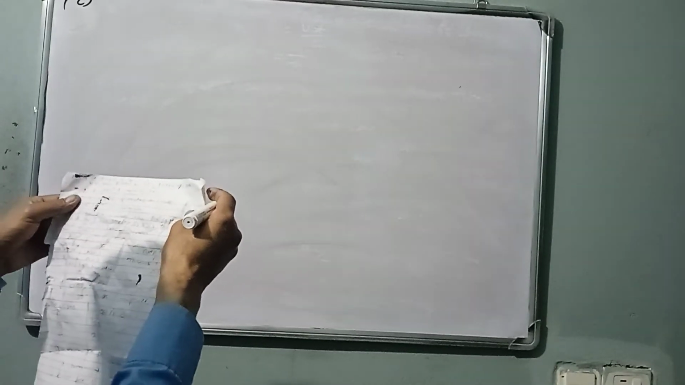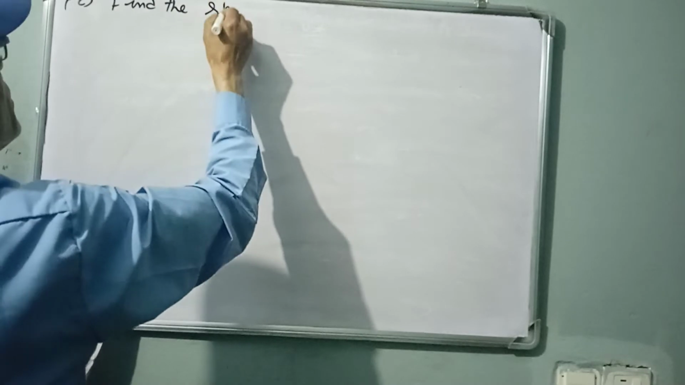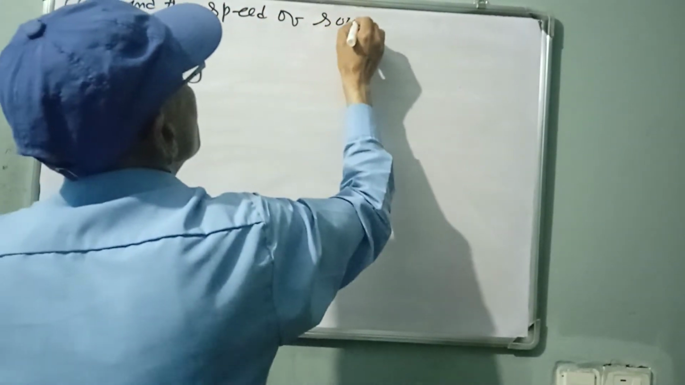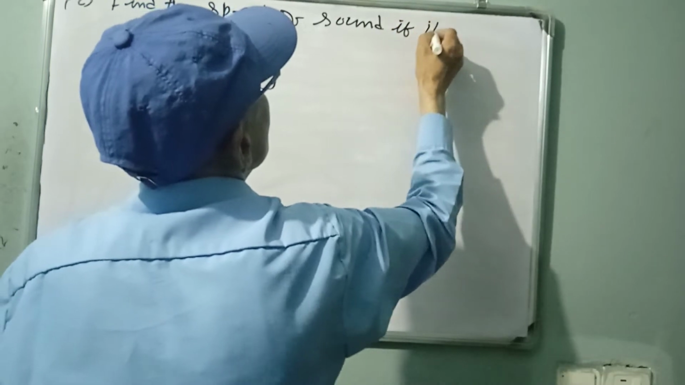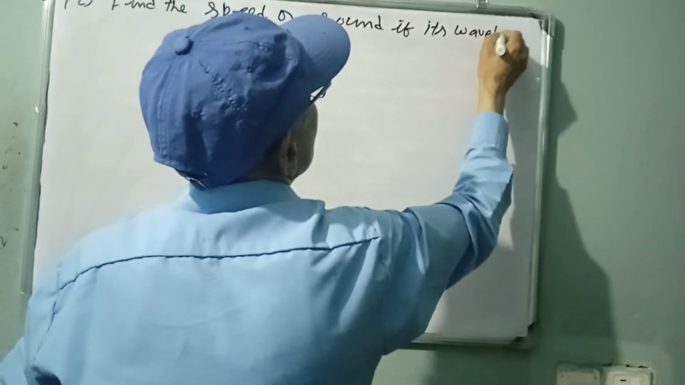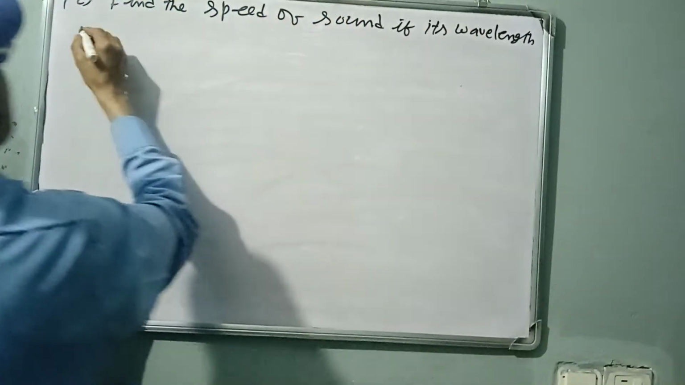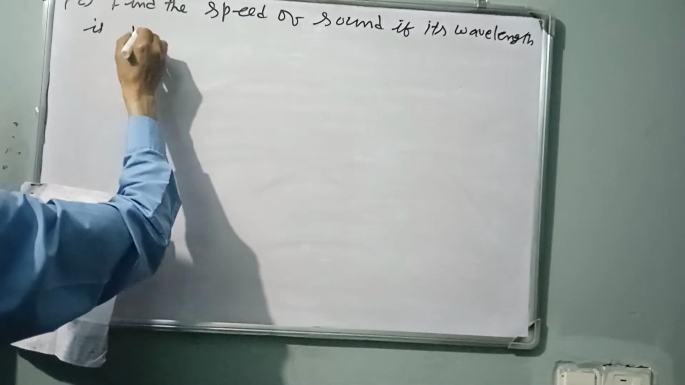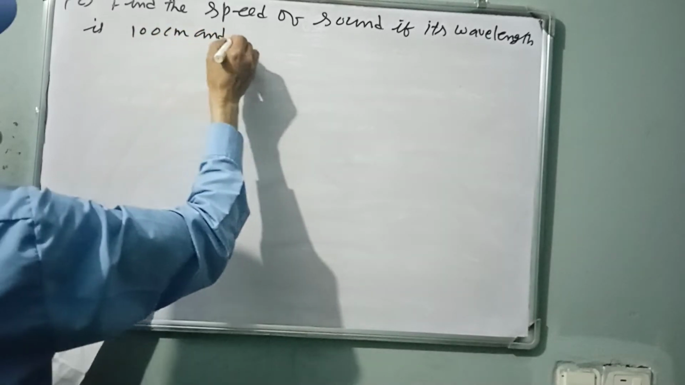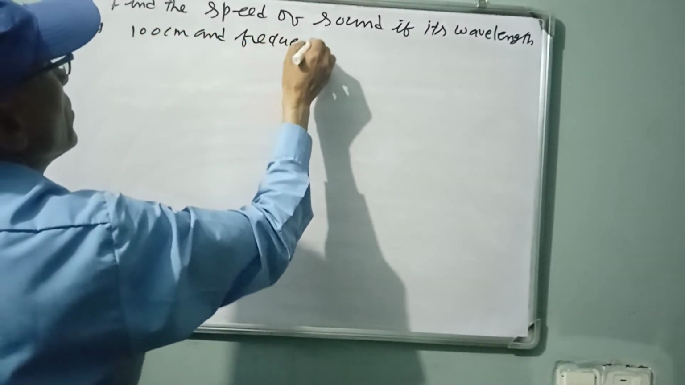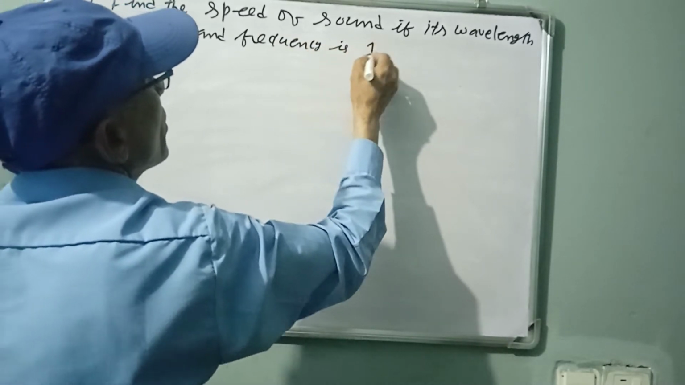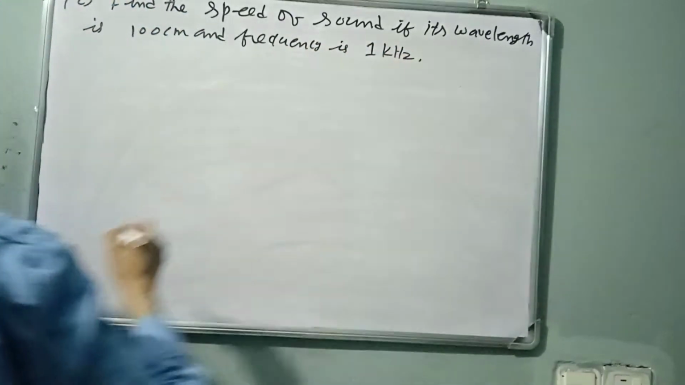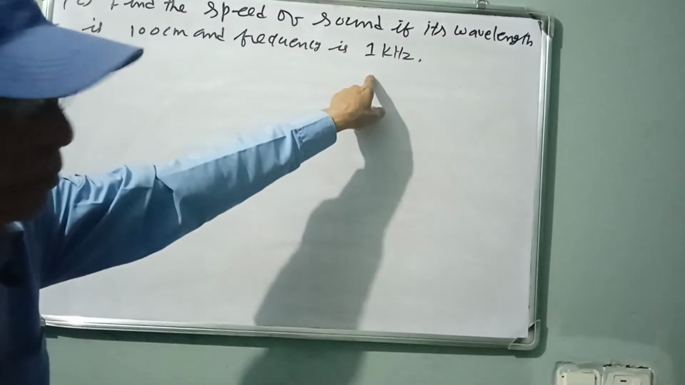Question number 4C. Let me write down the question. Similarly, we can also write down other questions as well. Find the speed of sound if its wavelength is 100 centimeter and frequency is 1 kilohertz. If it is kilohertz, you have to change into hertz.